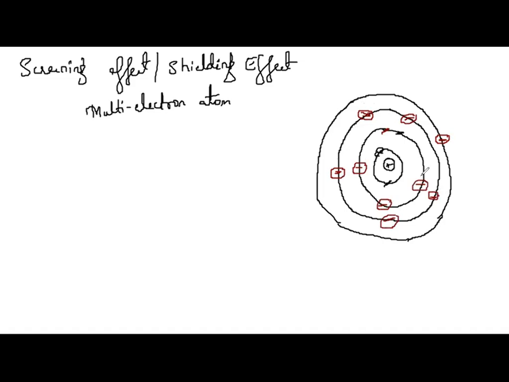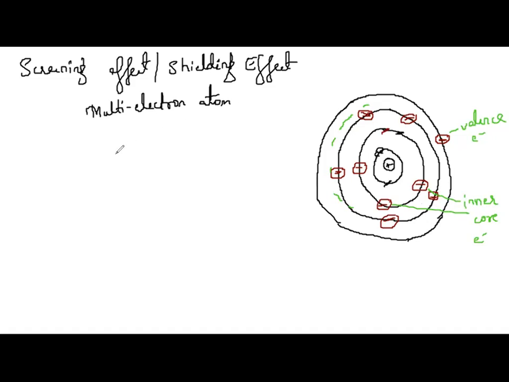So let me say my outermost shell is having one electron. Okay. And this electron is called what? It is called the valence electron. And all these inner electrons, what are they called? They are called inner core electrons. Yes. We know that all the electrons are attracted by the nucleus.